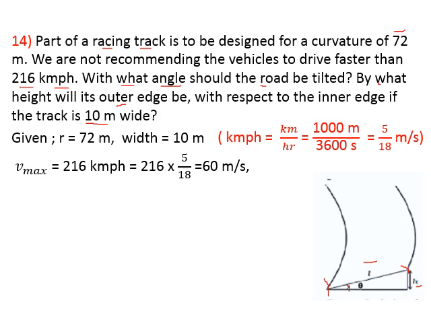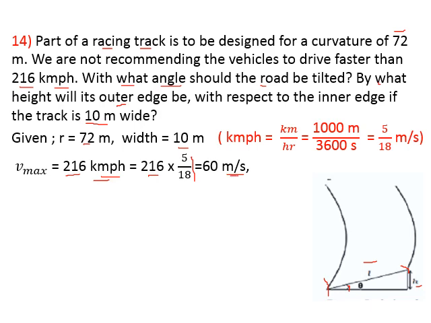In the data, the radius is given, which is 72 meter, the width, that is L, is given, which is 10 meter, and the speed is given, but this is given in kilometer per hour. We have to convert this into meter per second, and for this we have to multiply by 5 by 18, so that kilometer per hour is converted into meter per second.